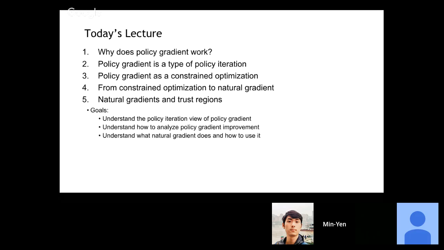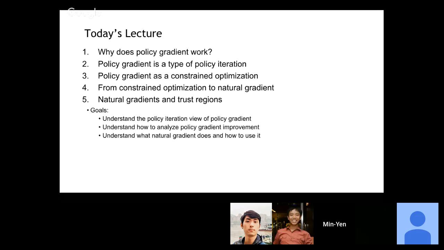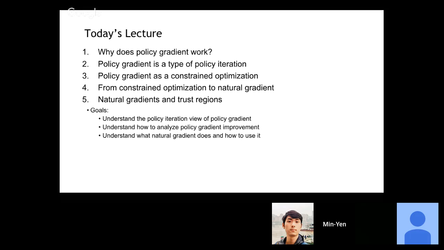Okay, so today's lecture, we're going to go through a couple of things. Why does policy gradient work? How we can look at policy gradient as some form of iteration. In the next part, we'll discuss how it becomes a constrained optimization problem, and then how we move on to natural gradients and trust regions. Three goals we want to achieve today: first, to understand the iteration view of policy gradient; how to analyze policy gradient improvements; and what the natural gradient is and how we use it.